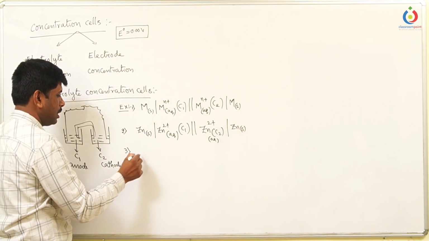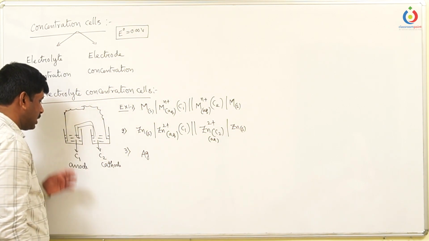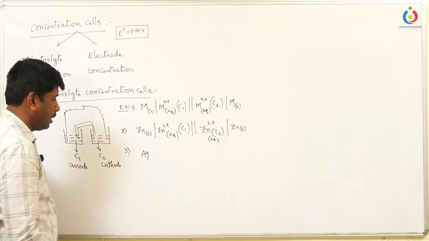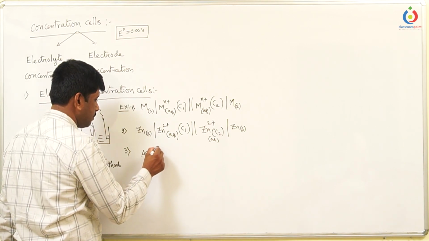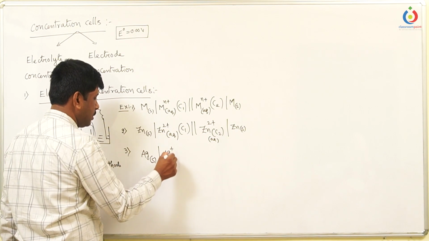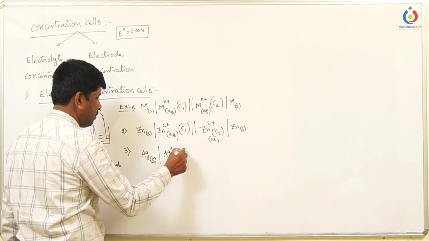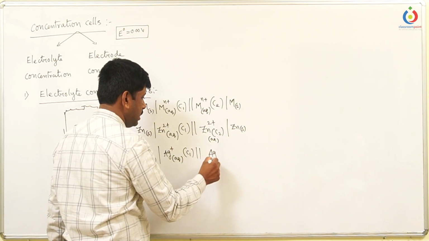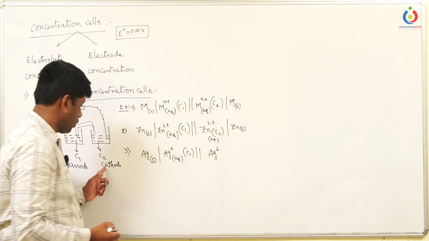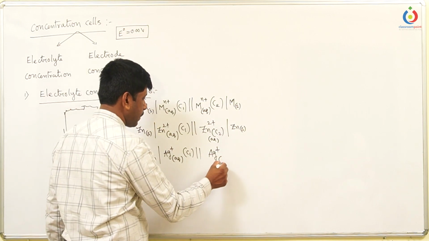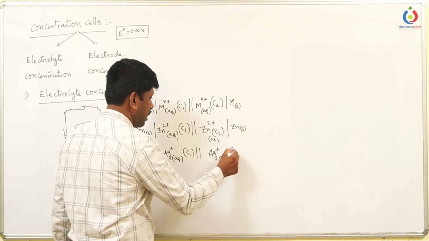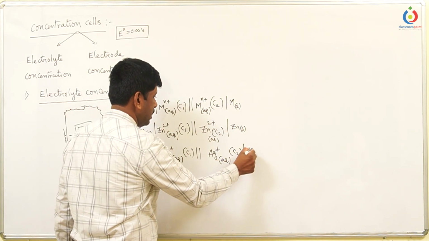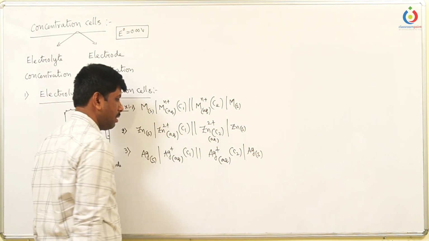You can take silver also. For example, a silver rod dipped in silver nitrate solution. So silver in the solid state dipped in its ionic solution, aqueous form, having C1 concentration. Again Ag plus in the other cathode solution, aqueous state, concentration C2, with the silver metallic rod in the solid state.